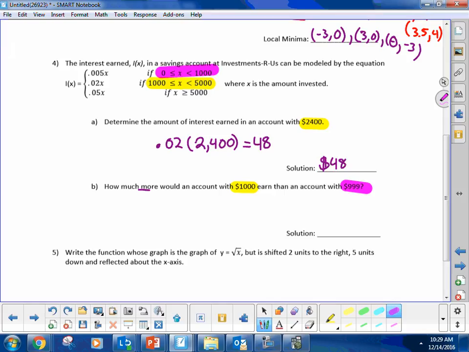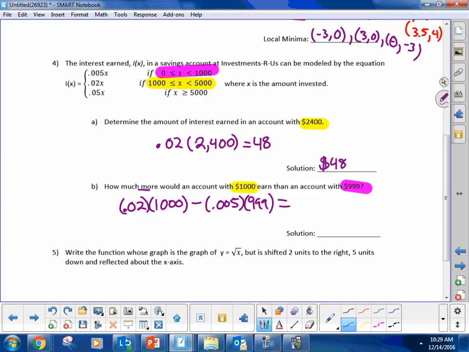This one. So one of the things that we have the benefit of doing is using both. Really what they want to know is how much more one earns than the other in comparison. The only way we find the difference is by subtracting. So we're going to do 0.02 times 1,000 minus the other equation, which is 0.005 times 9.99.